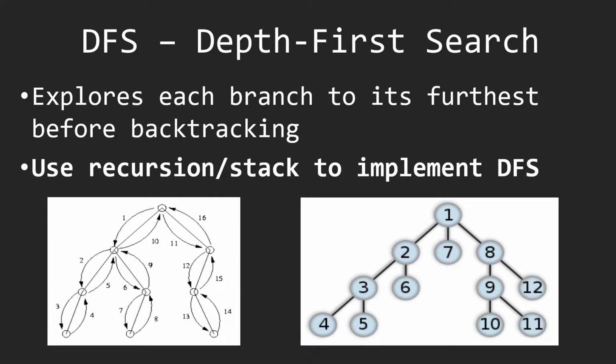Next, let's talk about depth-first search, also known as DFS. The basic idea of DFS is that it explores each branch to its furthest before backtracking. The way we do this is we use recursion, or a stack, to implement DFS. Notice on the left, this is basically a stack trace of what's happening with our DFS. If you follow down the arrows, it's going all the way down, comes back up a little, goes down the right branch, comes back a little, all the way to the root, goes down to the right, and then comes back up.